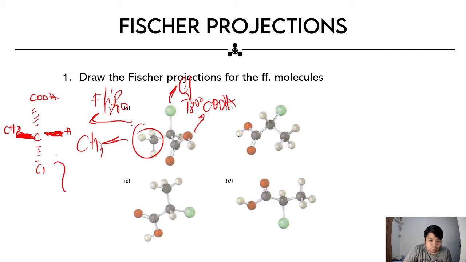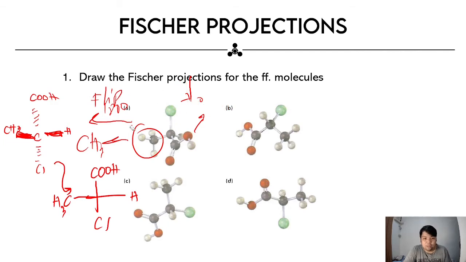And therefore, when you convert that to a Fischer projection, it would look like this. You just flatten it out, so it would look like this. So that will be its Fischer projection. So let's just do two examples, okay?